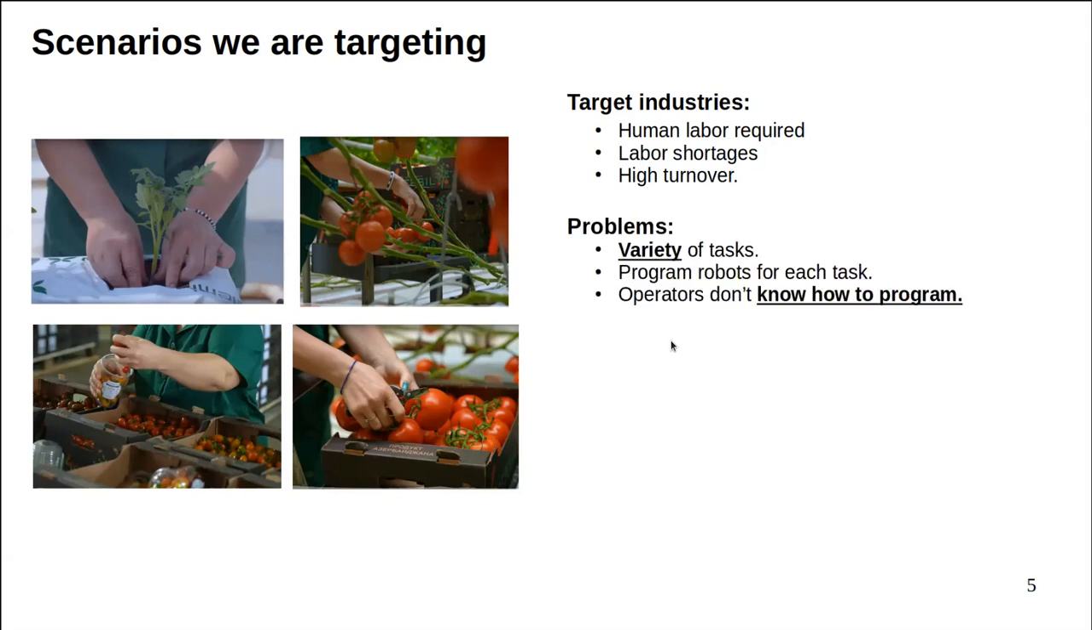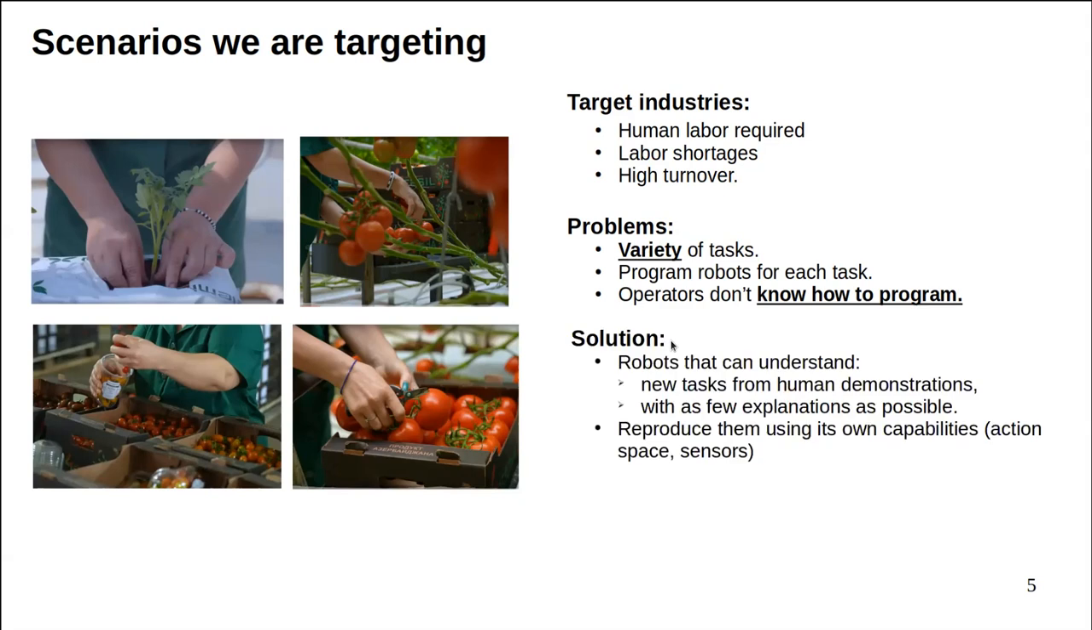The problem in this kind of industry is that we have a huge variety of tasks. If we want to automate all these tasks, we would need to program the robots for each task one by one. And in this kind of industry, operators don't even know how to program a robot. So the solution would be to have robots that could understand new tasks from human demonstrations and with as few explanations as possible, and that could reproduce these tasks using their own capabilities, so their own action space and their own sensors and so on.